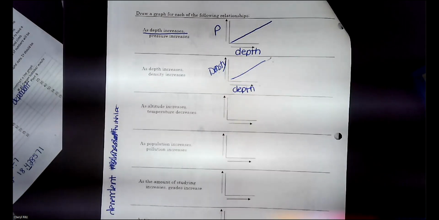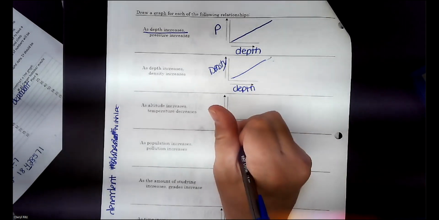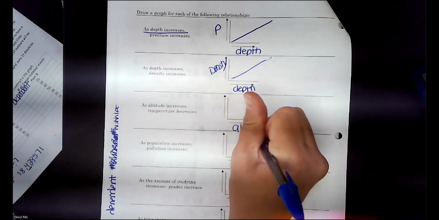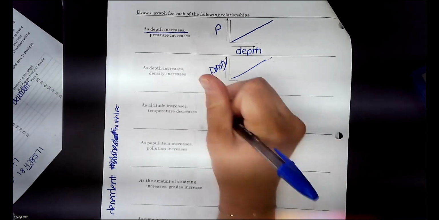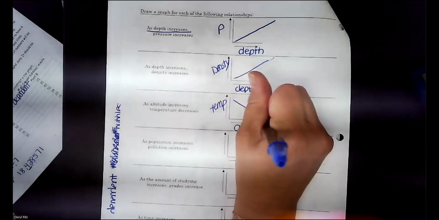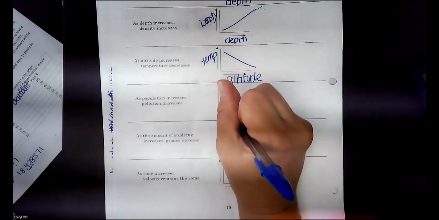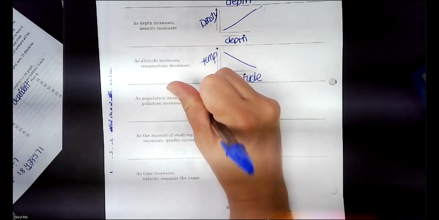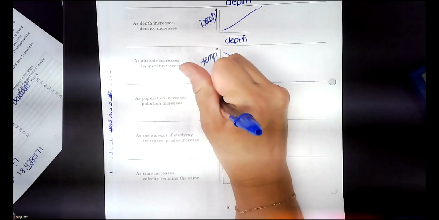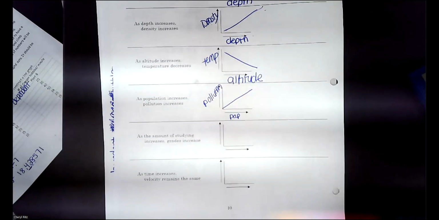What do we got for altitude and temperature? Where's the X? Or what's on the X? Altitude. And that means temperature on the Y. Which way does the line go? Down. Population increases, pollution increases. Population, pollution. And which way is the line? Up.